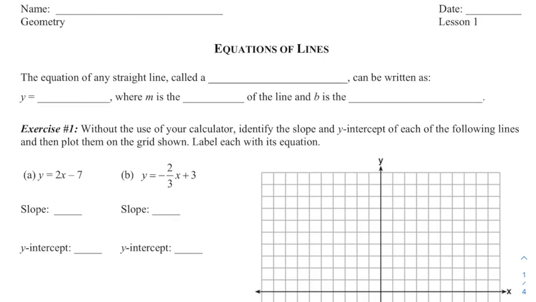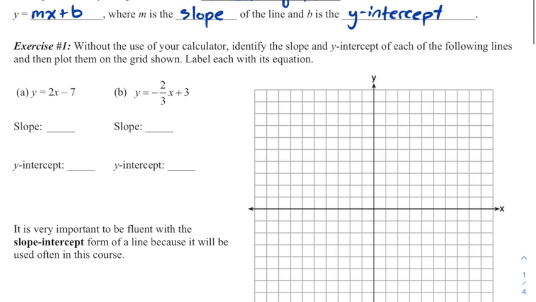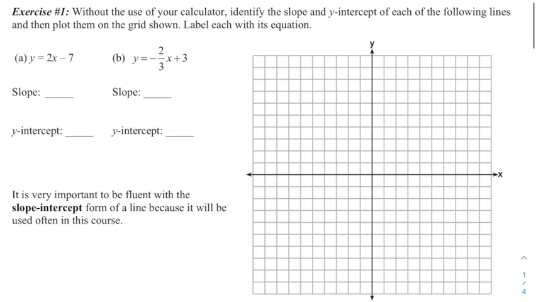It's equations of lines. So if you remember last year, we call any straight line a linear equation, and it can be written in the form y equals mx plus b. And if you remember from last year, the m is our slope of the line, and the b is the y-intercept. Okay, so we'll take a look at two equations here. We'll graph both of these, and then we'll kind of move on from there.